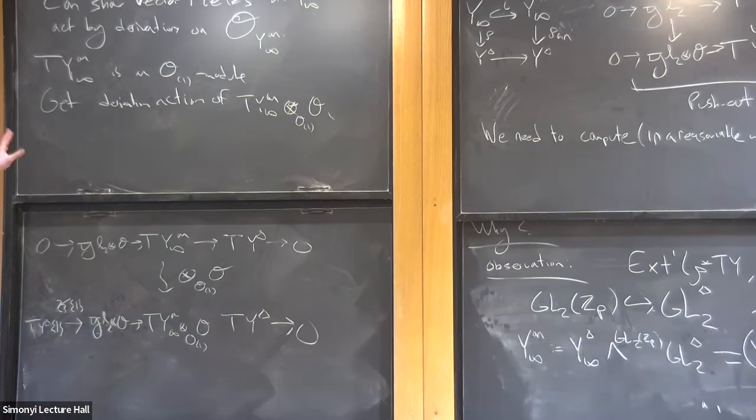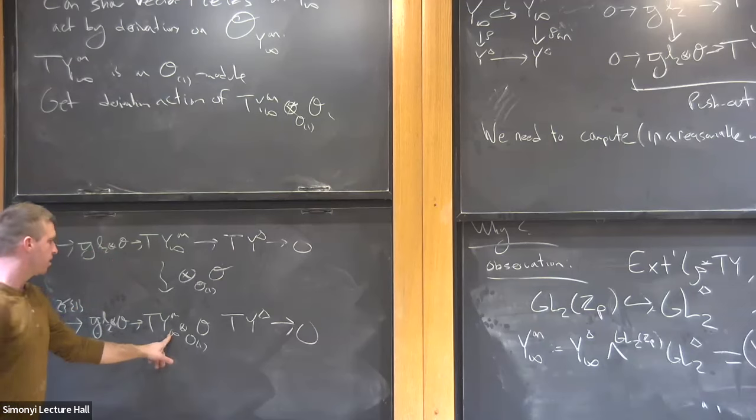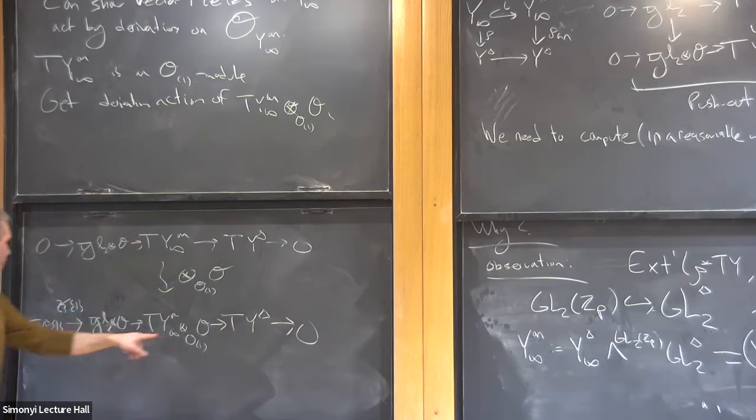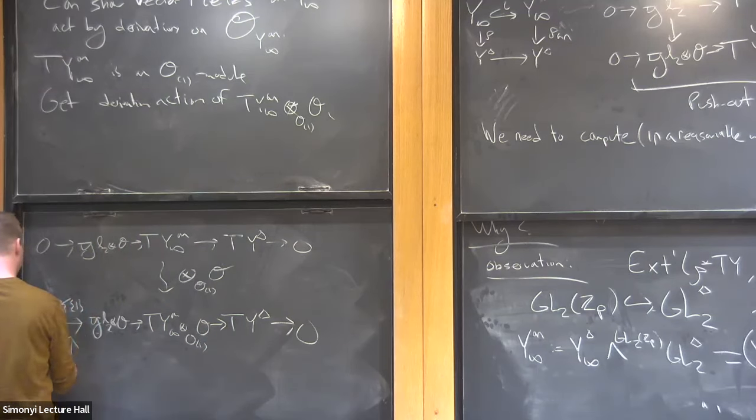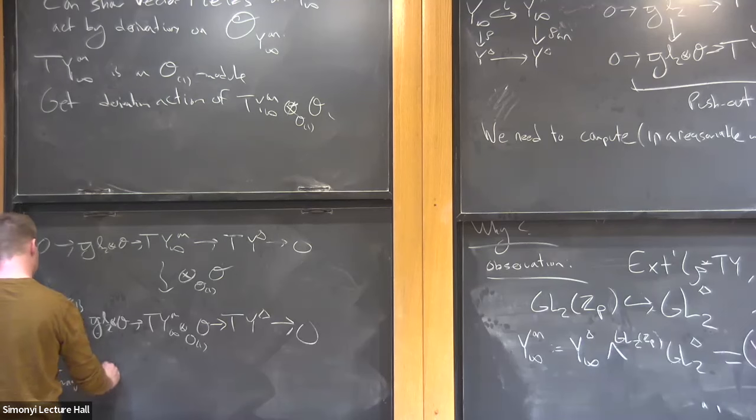This derivation action is not arbitrary. It extends the GL2 action on this torsor, and you can differentiate along that GL2 action. That's what this GL2 tensor O part is doing. But if this thing acts by derivations, then when you restrict it to the GL2 tensor O part, anything in the image of this has to act by zero. That means kappa one, this image, annihilates functions.